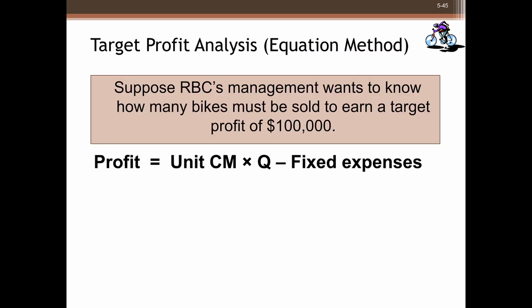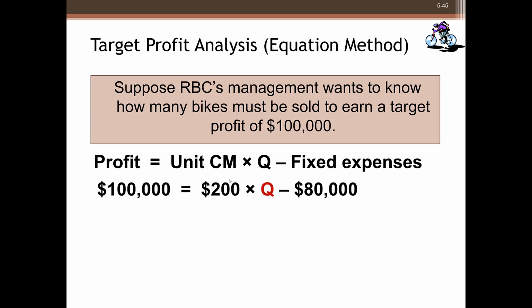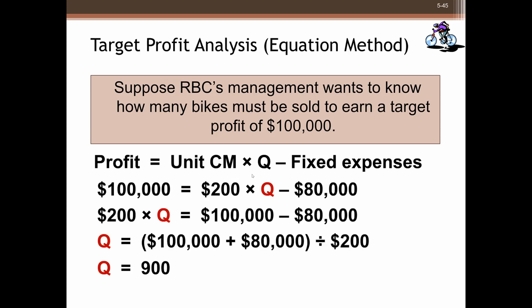Let's first use the equation method to solve Q. How many bikes must be sold to earn target profit of 100,000? From the equation here, we know profit should be $100,000, unit contribution margin $200. We want to solve for Q, fixed expenses 80,000. So we replace this equation with numbers. $100,000 equals $200 multiplied by Q minus 80,000. And we can solve Q should be 900.